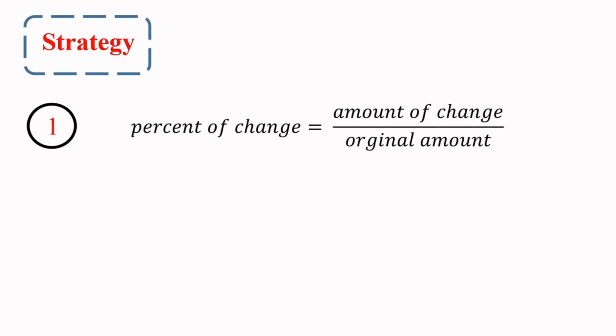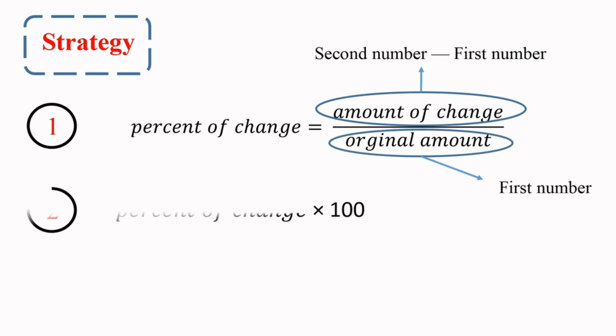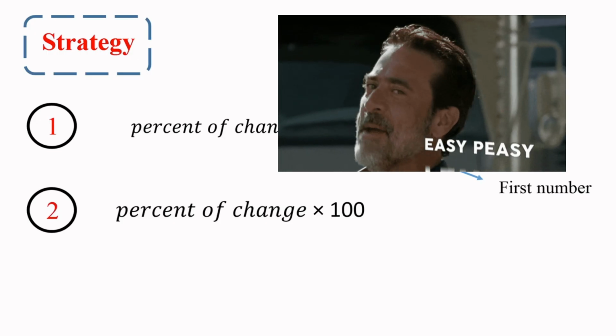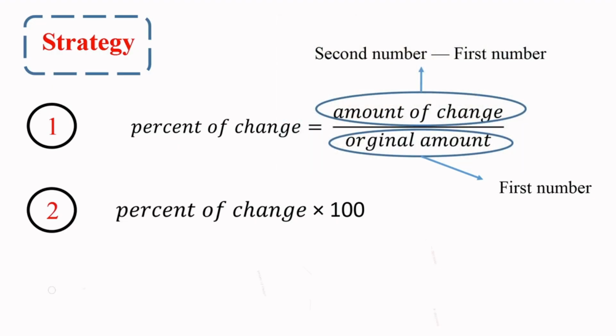The first step is using this formula: percent of change is equal to amount of change divided by original amount. When we talk about amount of change, it means we need to subtract the first number from the second number, and when we say original amount, it means the first number. In the second step, we must convert the calculated number to a percentage, and it is really easy. We must multiply it by 100.